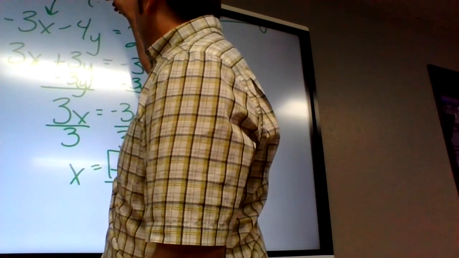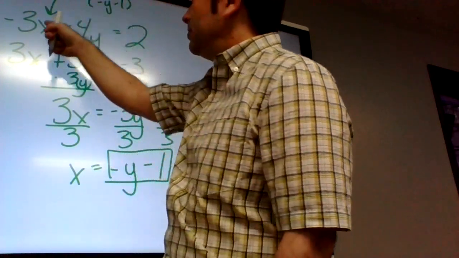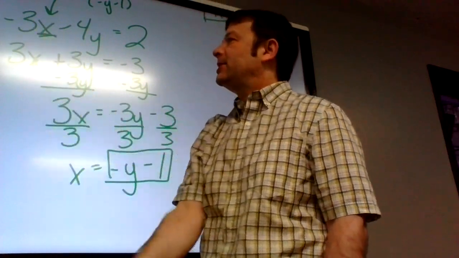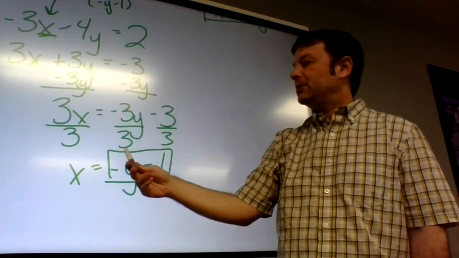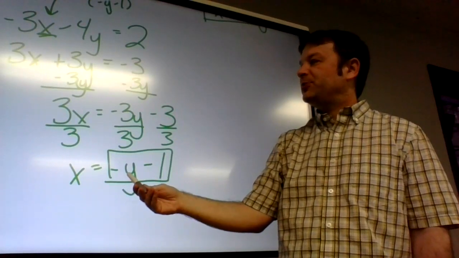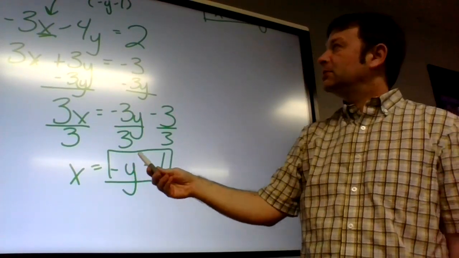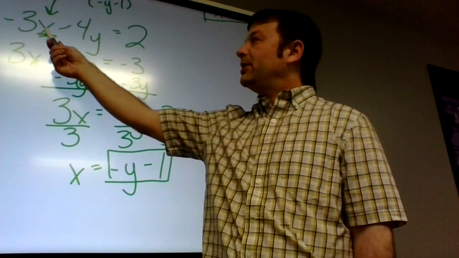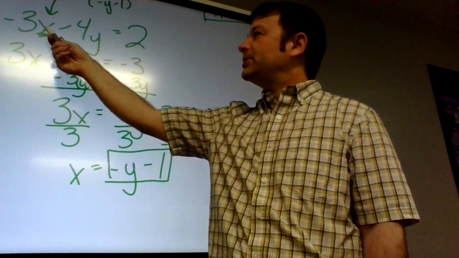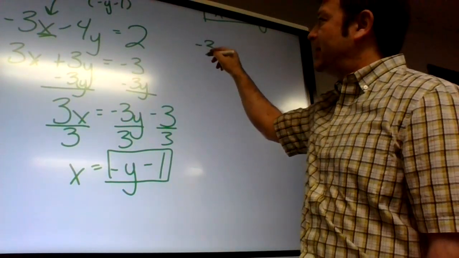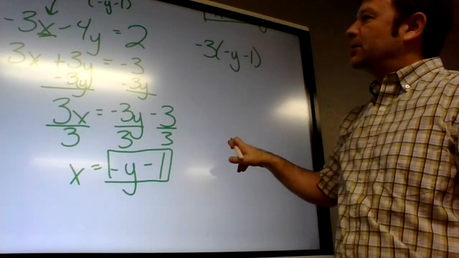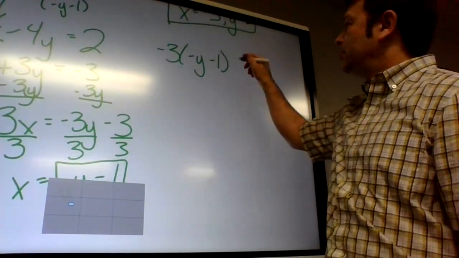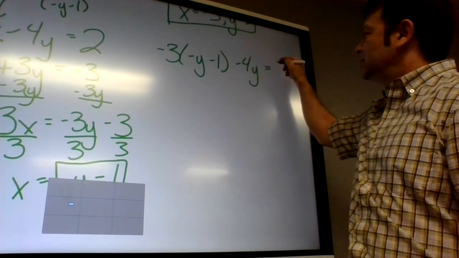So I'm gonna plug that negative y minus 1 in for x in the top equation, because this is the second equation, kind of simplified. So I need to plug my new thing in my top equation. So the top equation is going to be negative 3 times negative y minus 1 minus 4y equals 2.